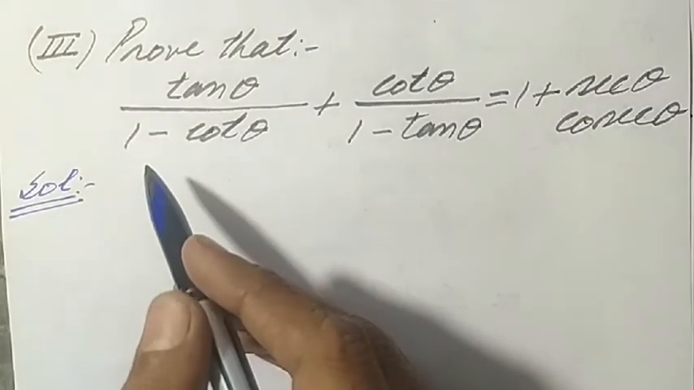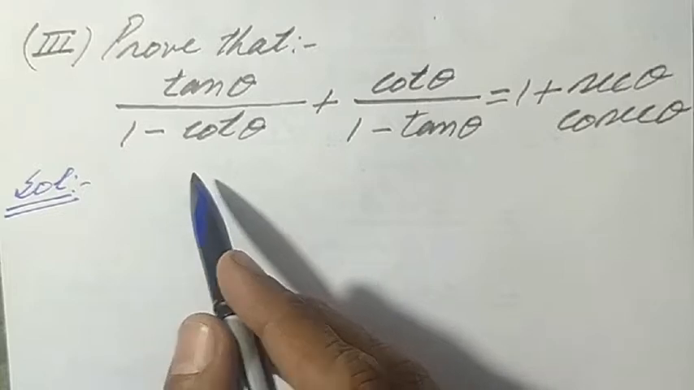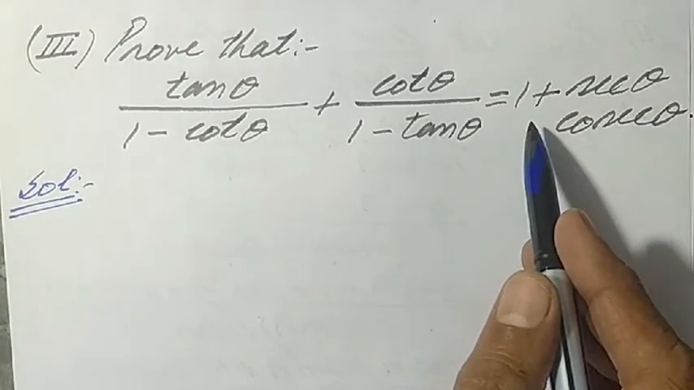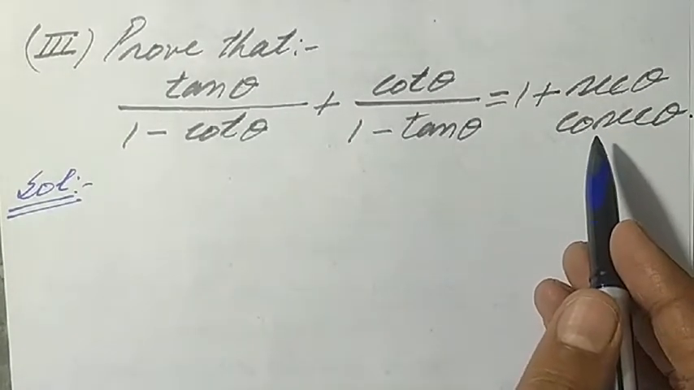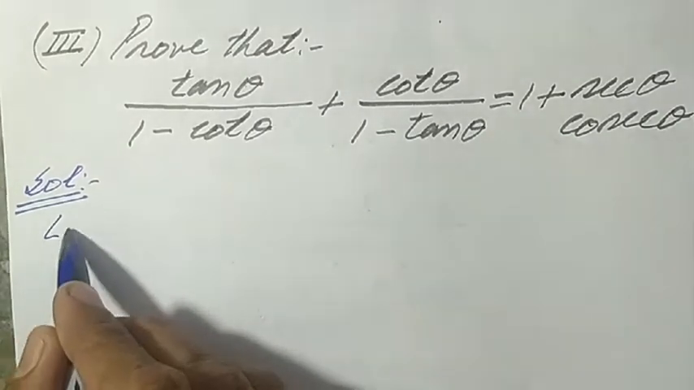Now third sum is prove that tan theta upon (1 minus cot theta) plus cot theta upon (1 minus tan theta) is equal to 1 plus sec theta into cosec theta. So let us take left hand side.